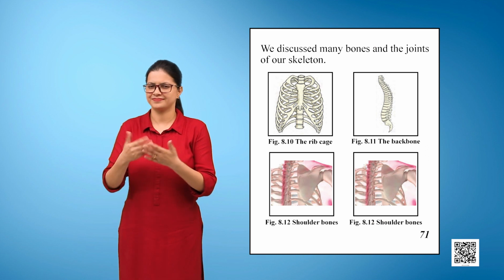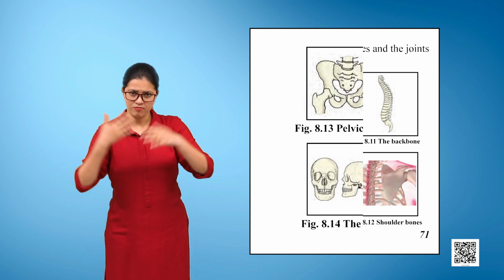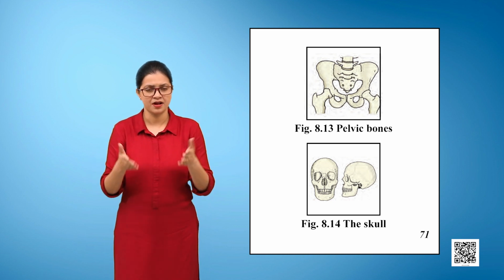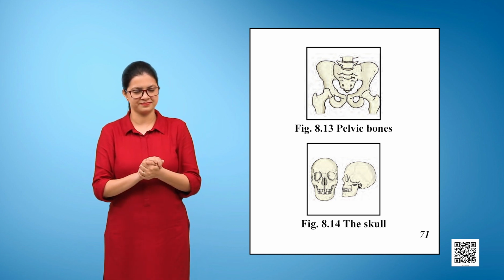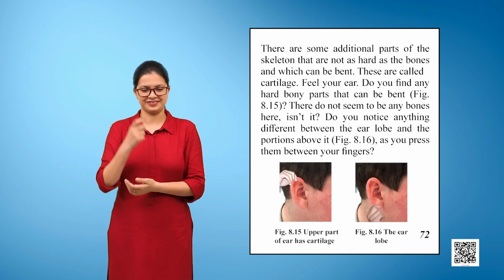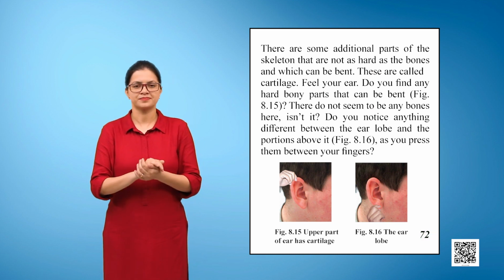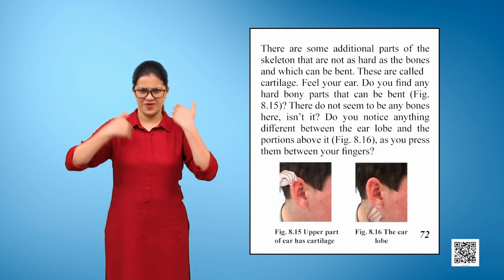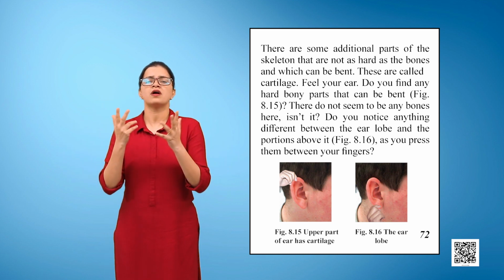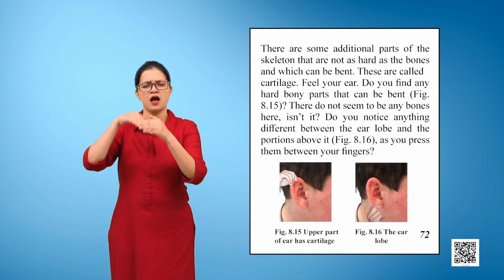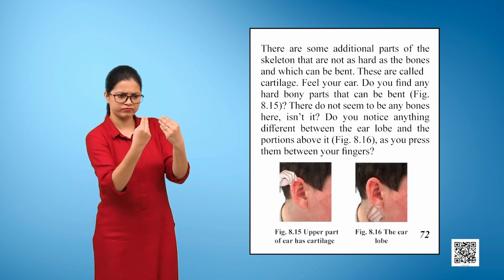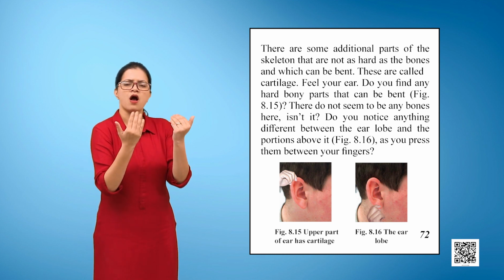We discussed many bones and the joints of our skeleton. Page 72. There are some additional parts of the skeleton that are not as hard as the bones and which can be bent. These are called cartilage.